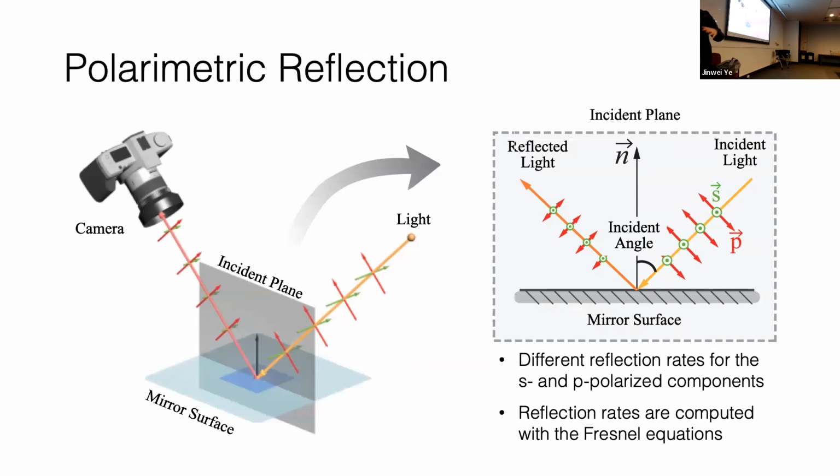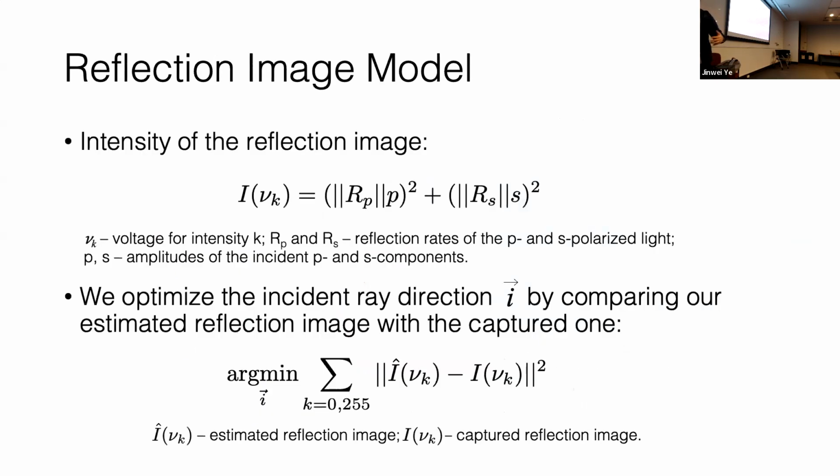I will go fast on this mathematical derivation. Basically, what we did is come up with a reflection image formation model and compare it with the captured image for estimating first the incident ray direction and then the surface normal.